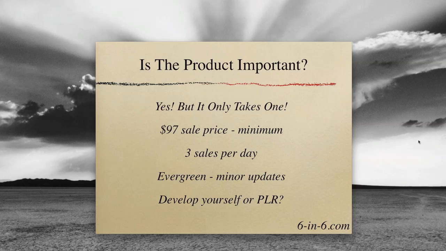Now the $97 sales price is the minimum. You really need a price tag of $97 or more. Now if you can create enough value to charge more, do it. Because if you have a $197 product, guess what? You only need 1.5 sales a day to make $100,000. And if you had a $300 product, you only need one sale a day to make $100,000.